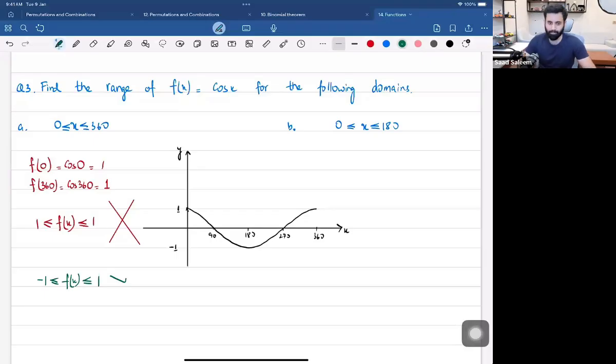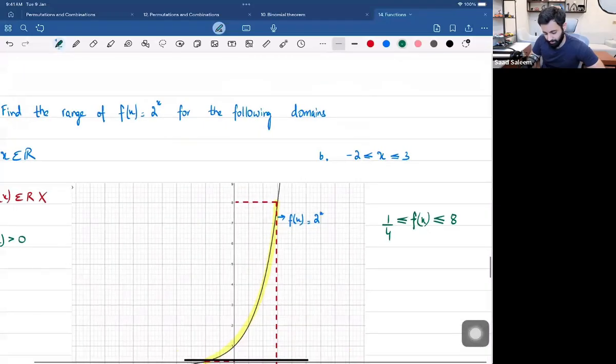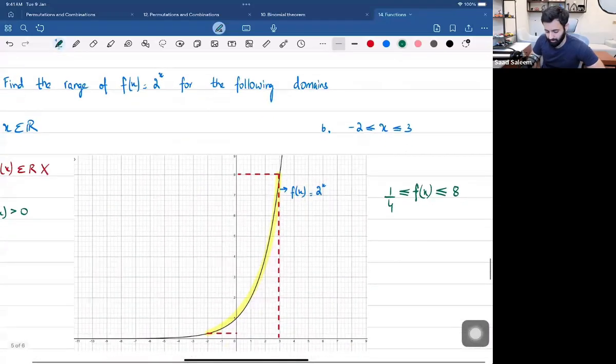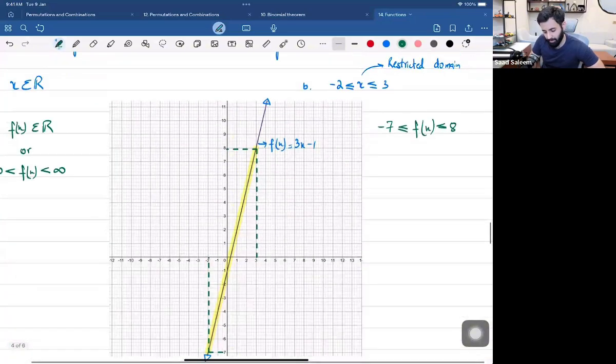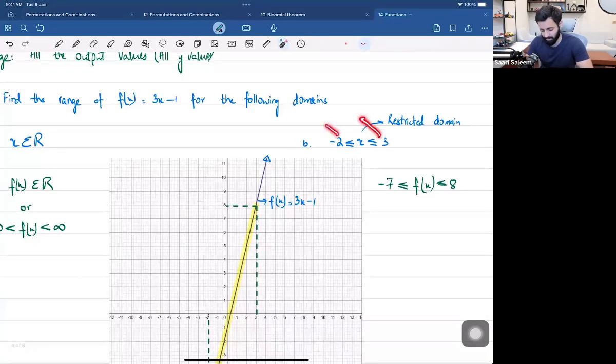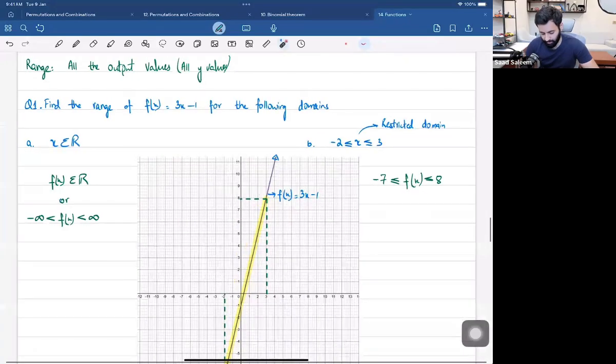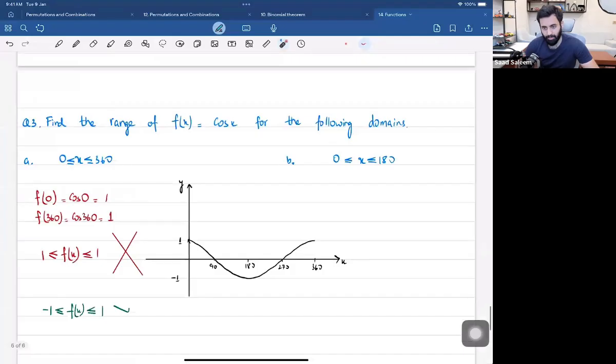Okay, now, here's a question for you guys. I want you to think about it. How come we plugged in the endpoints in this question and we got the range correctly, and we plugged in the endpoints in this question? When I say endpoints, I mean the domain's extreme values. We got the range correctly. So how come we got away with it in this question, but we don't get away with it in this question? Why is that?